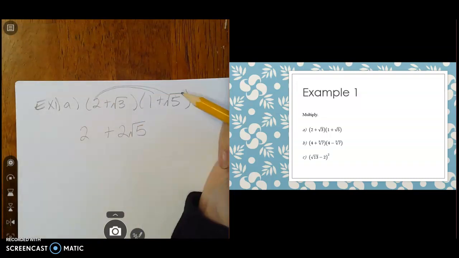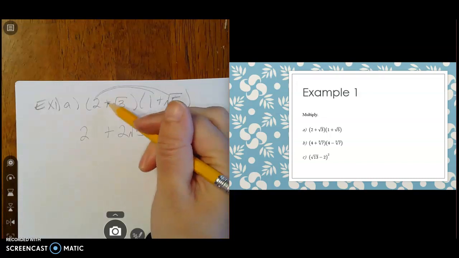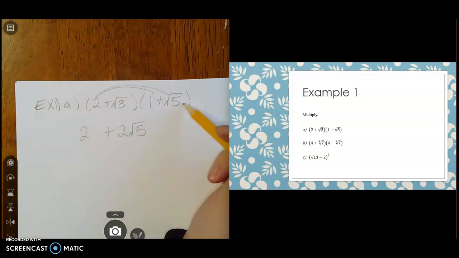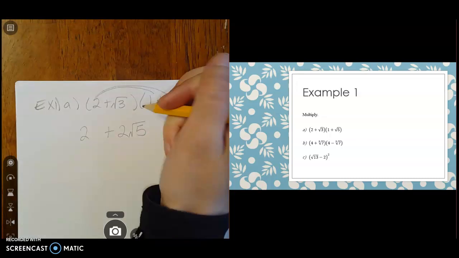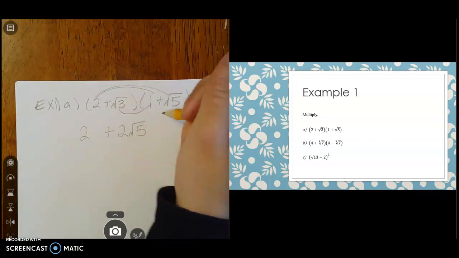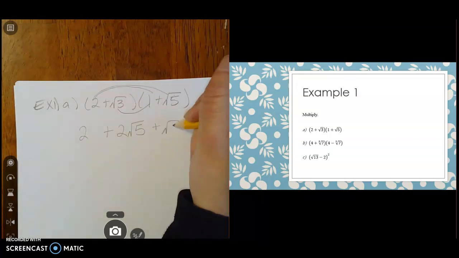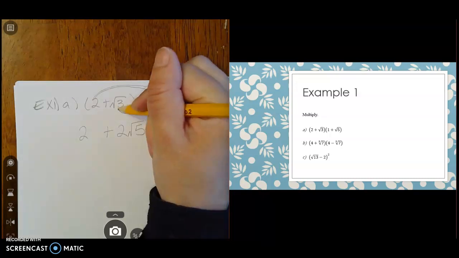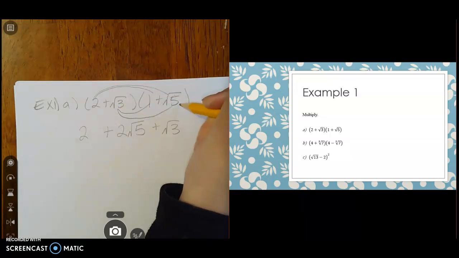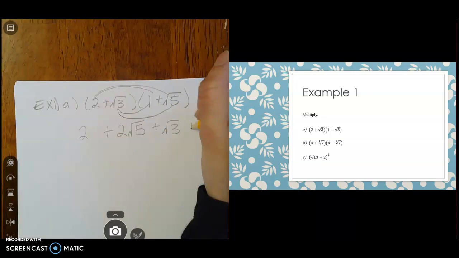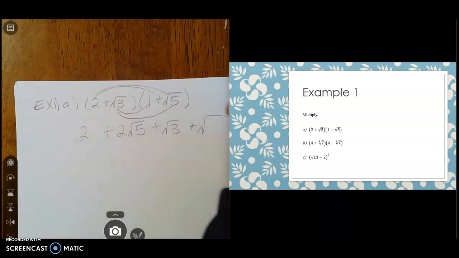The next thing I'm going to do is take the second term, the square root of 3, and multiply it by both terms in the second parenthesis. Square root of 3 times 1 would just be square root of 3. Then square root of 3 times the square root of 5. So I'll multiply the outside times the outside, 1 times 1 would be 1. And then I'll do inside times inside. 3 times 5 is 15.